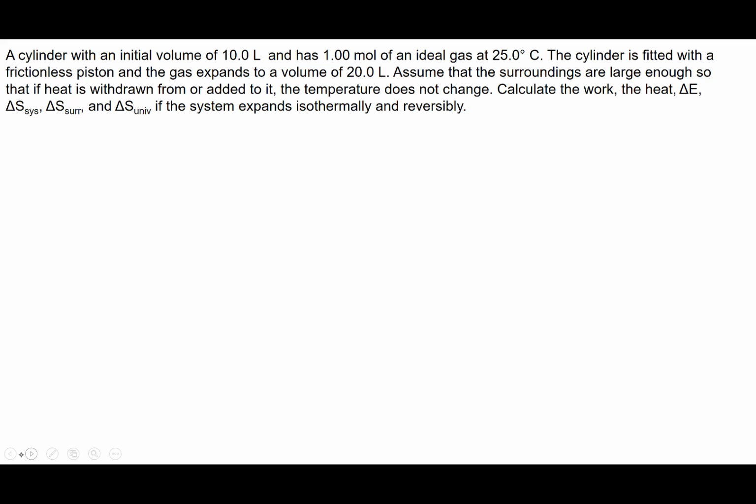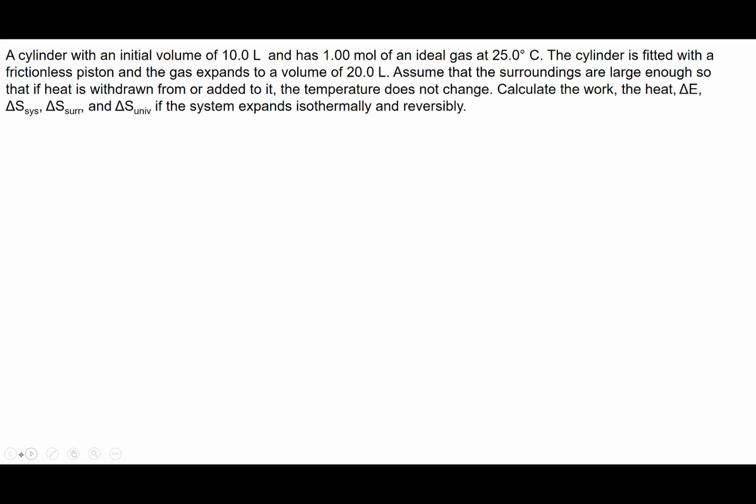So overall, if we read the problem, a cylinder with an initial volume of 10 liters has 1 mole of an ideal gas at 25 degrees Celsius. The cylinder is fitted with a frictionless piston and the gas expands to a volume of 20 liters. Assuming that the surroundings are large enough so that if heat is withdrawn from or added to it, the temperature does not change, right? So that's a very important thing to think about.